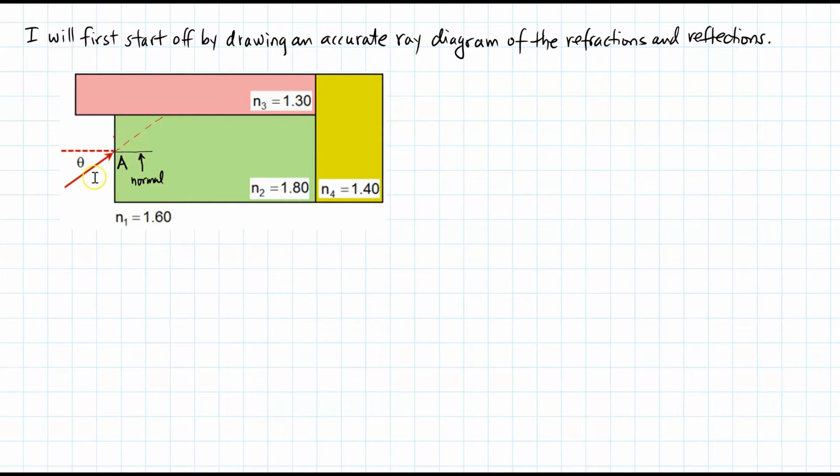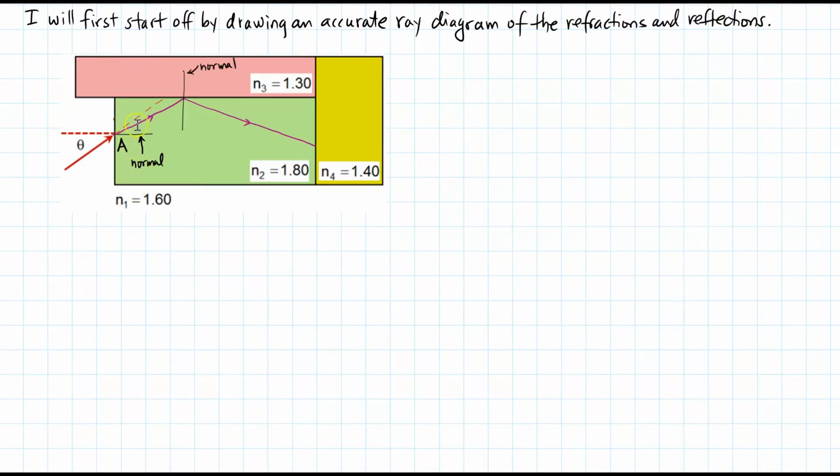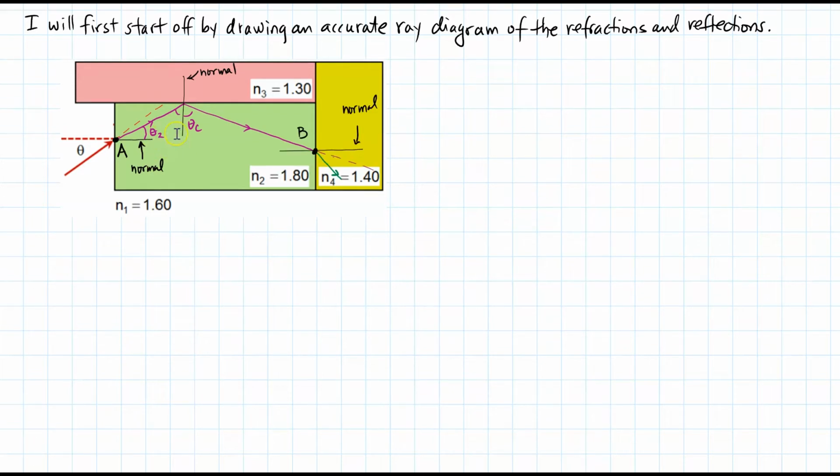So now, since I'm going from a lower to a higher index, the ray bends towards the normal. So now I see the refraction. At the boundary between 2 and 3, there's critical reflection. Let's write in those details. So I label this angle theta 2, and I know that this is critical. After the internal reflection, I go to point B.